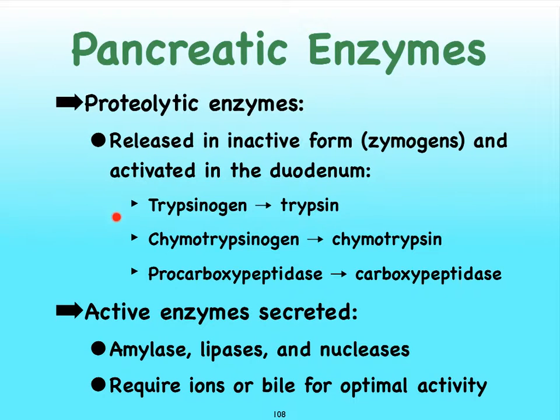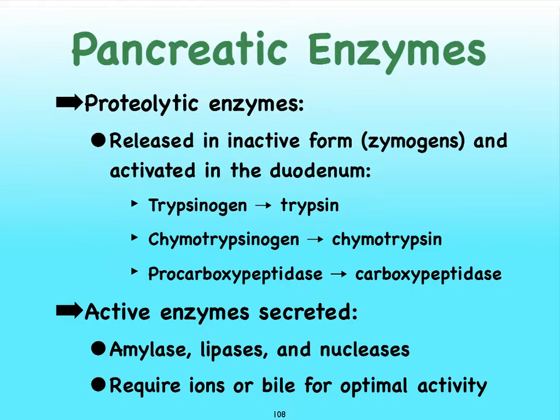So these are the three major proteolytic enzymes of the pancreas. Trypsinogen needs to be activated to become trypsin. Chymotrypsinogen becomes chymotrypsin when it's activated, and procarboxypeptidase turns into carboxypeptidase. And some of these proteins help each other to convert, kind of like a cascade effect, as we saw in the clotting factors.